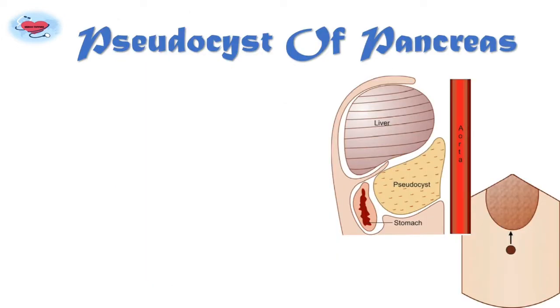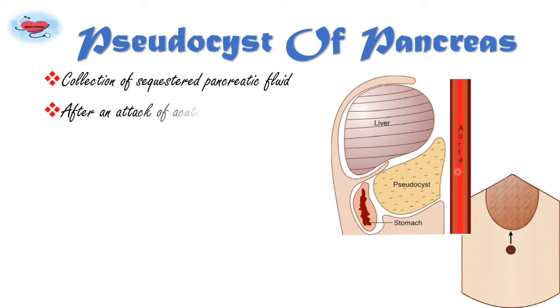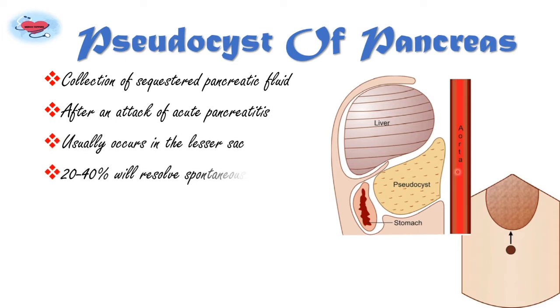First comes pseudocyst of pancreas. Pseudocyst of pancreas is a localized collection of sequestrated pancreatic fluid, and this usually occurs after an attack of acute pancreatitis, usually within 3 weeks of pancreatitis. Sometimes it can occur after trauma or recurrent chronic pancreatitis also, and usually here the fluid collection will be seen in the lesser sac, and 20 to 40 percent of these cysts will resolve spontaneously.